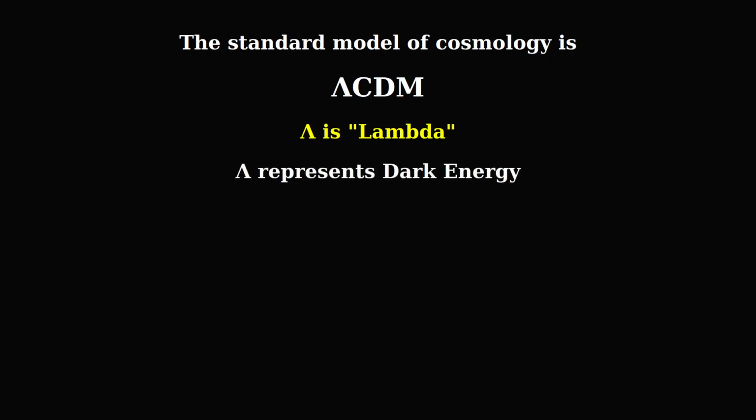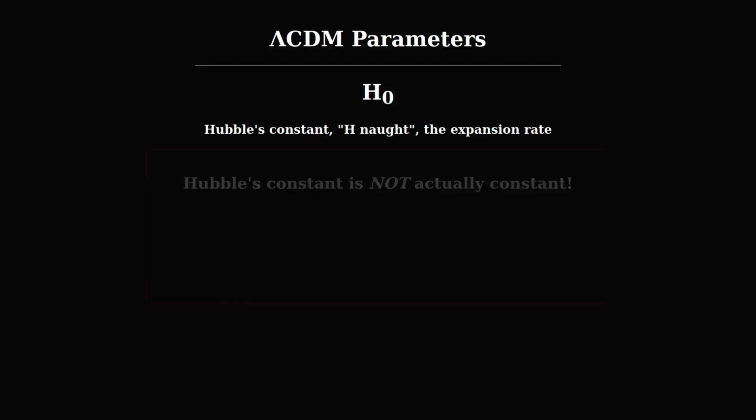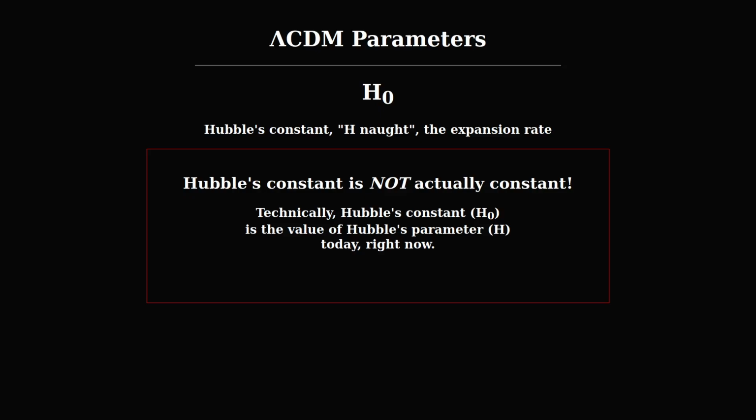The standard model of cosmology is called lambda CDM, and that upside down V is the lambda, and that represents dark energy. The CDM stands for cold dark matter, but don't get dark energy and dark matter confused. They're different, and this is about dark energy. Hubble's constant is the expansion rate. Although it's not actually constant, it's the current value of Hubble's parameter, and that changes over time.